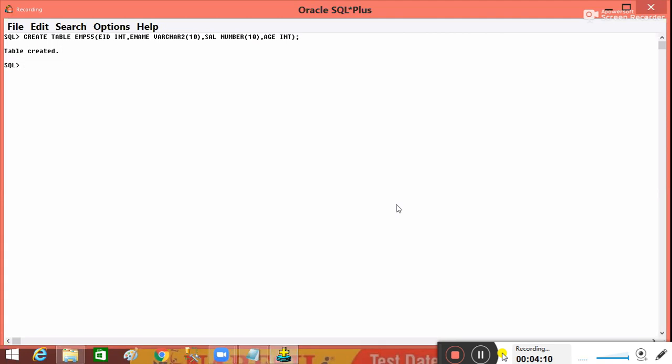After creating this table, if I call this table, EMP55, there are no rows. Now I'm inserting some new rows into this table. Let's see: insert into EMP55 values, EID 1021, name Sai, salary 25,000, age 24.